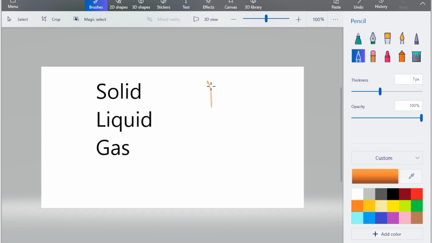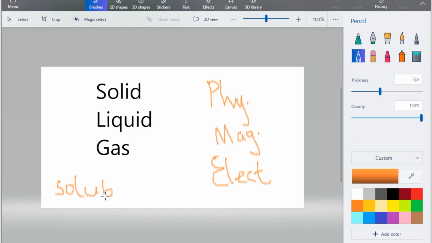All right, so we have physical properties of matter. We have magnetic properties of matter. Remember, we talked about magnetism. I'm just going to abbreviate here. We have electrical properties of matter. Okay, that's electrical. What else can you remember? What about solubility? We have solubility, which is the ability of the object to dissolve inside water.